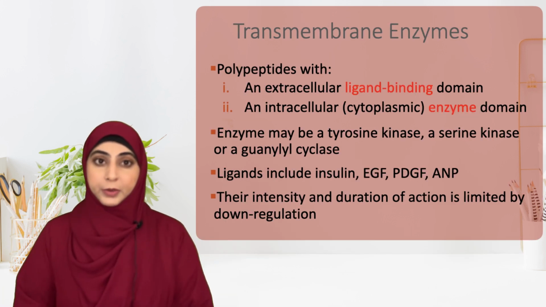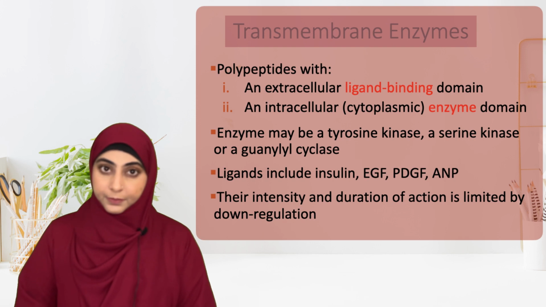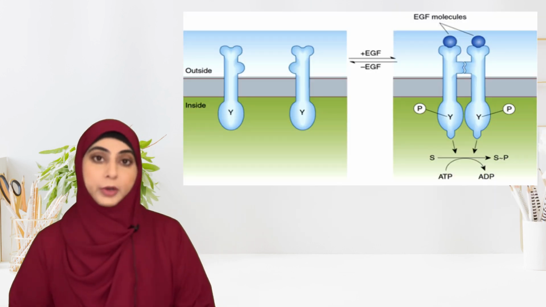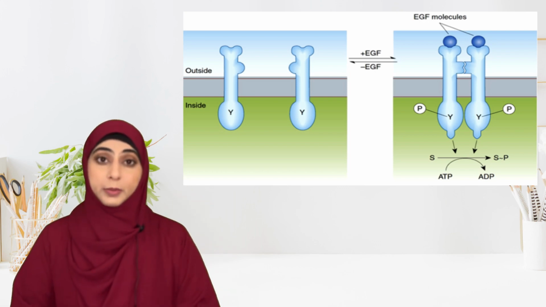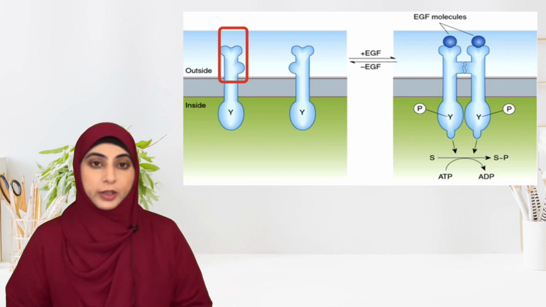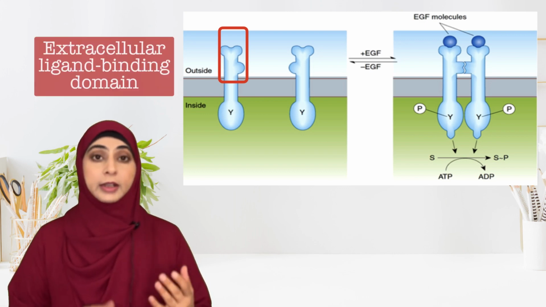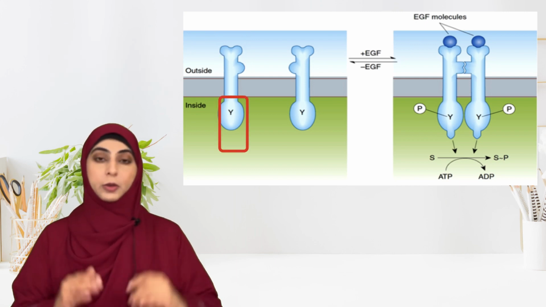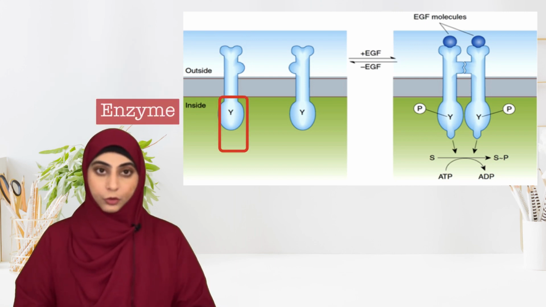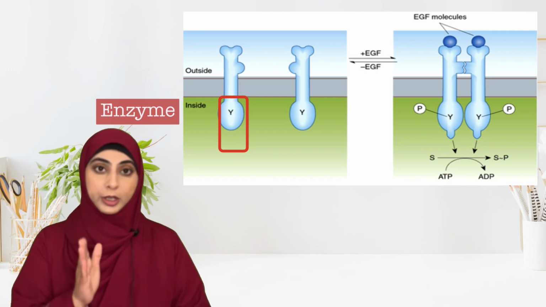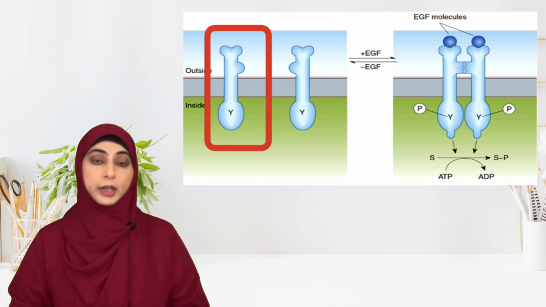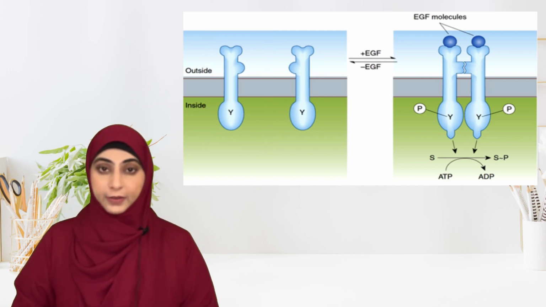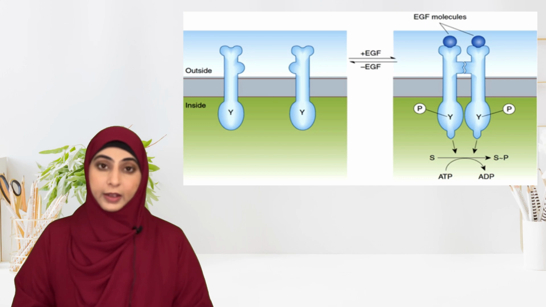The next type of receptors are transmembrane enzymes. Again, as the name indicates, these are enzymes which are spanning the cell membrane. They are present through and through the cell membrane. जो part outside exposed है, that is an extracellular ligand binding domain. That is acting as a receptor. जो part intracellular है, that is acting as an enzyme. So it is one molecule, one protein molecule that is spanning the cell membrane and performing dual functions. The outside part is acting as a receptor while the inside part is acting as an enzyme.